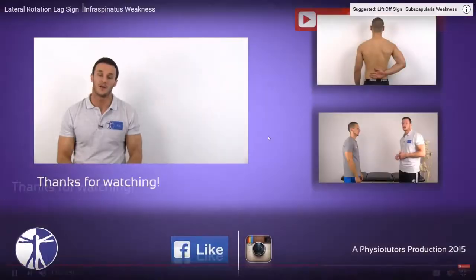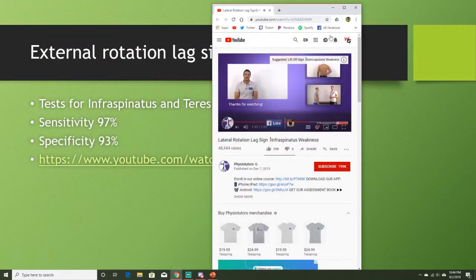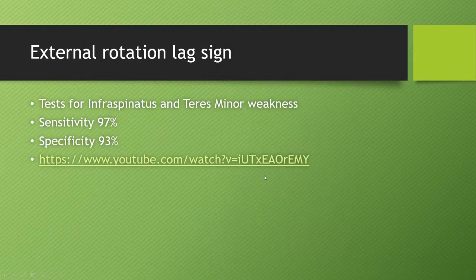If your patient is able to hold this position, this indicates a negative test. For a positive test, however, your patient would not be able to hold this position and his arm would spring back anteriorly, indicating that the teres minor and the infraspinatus are weak or painful. Okay, this was our video on the lag sign. Alrighty, so there you go. You have the external rotation lag sign to test infraspinatus and teres minor weakness.